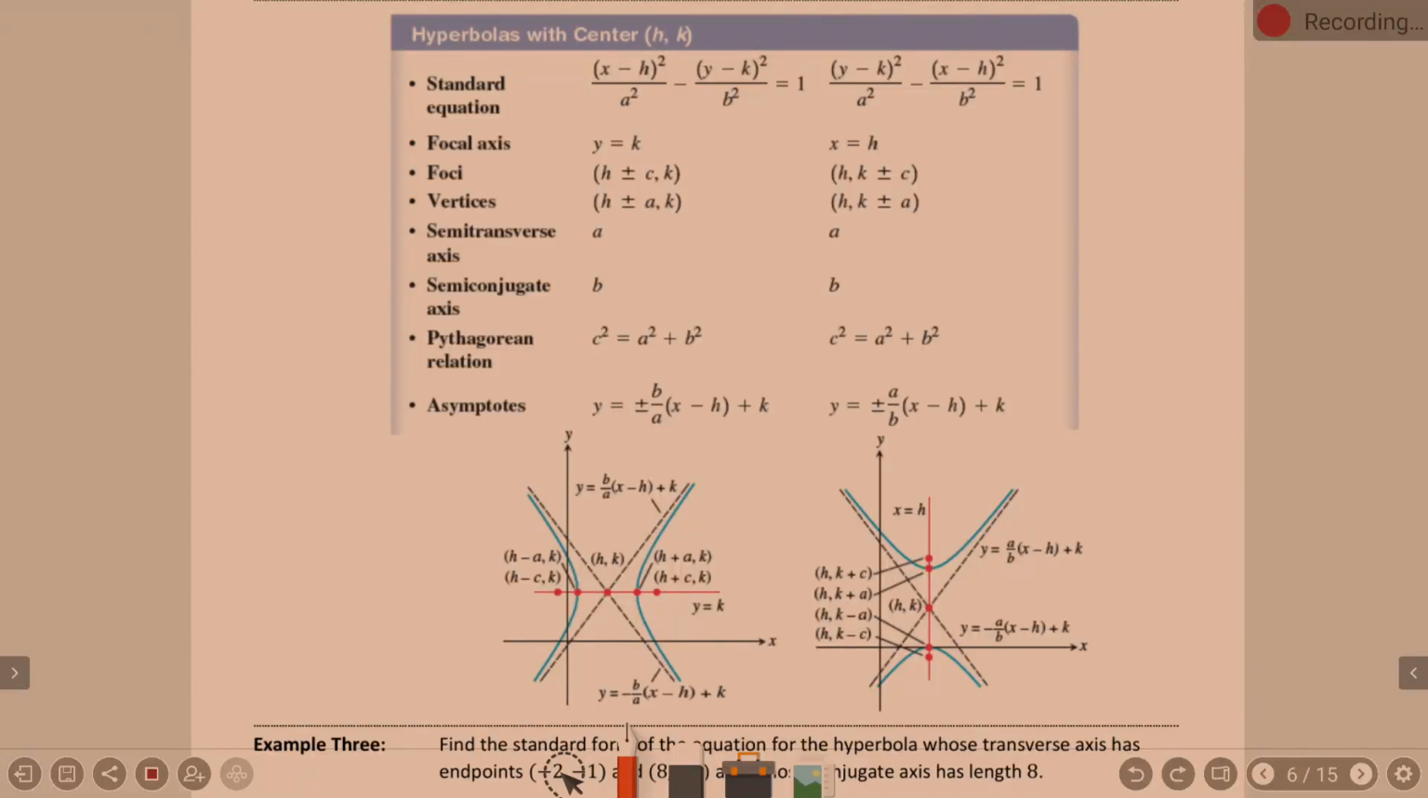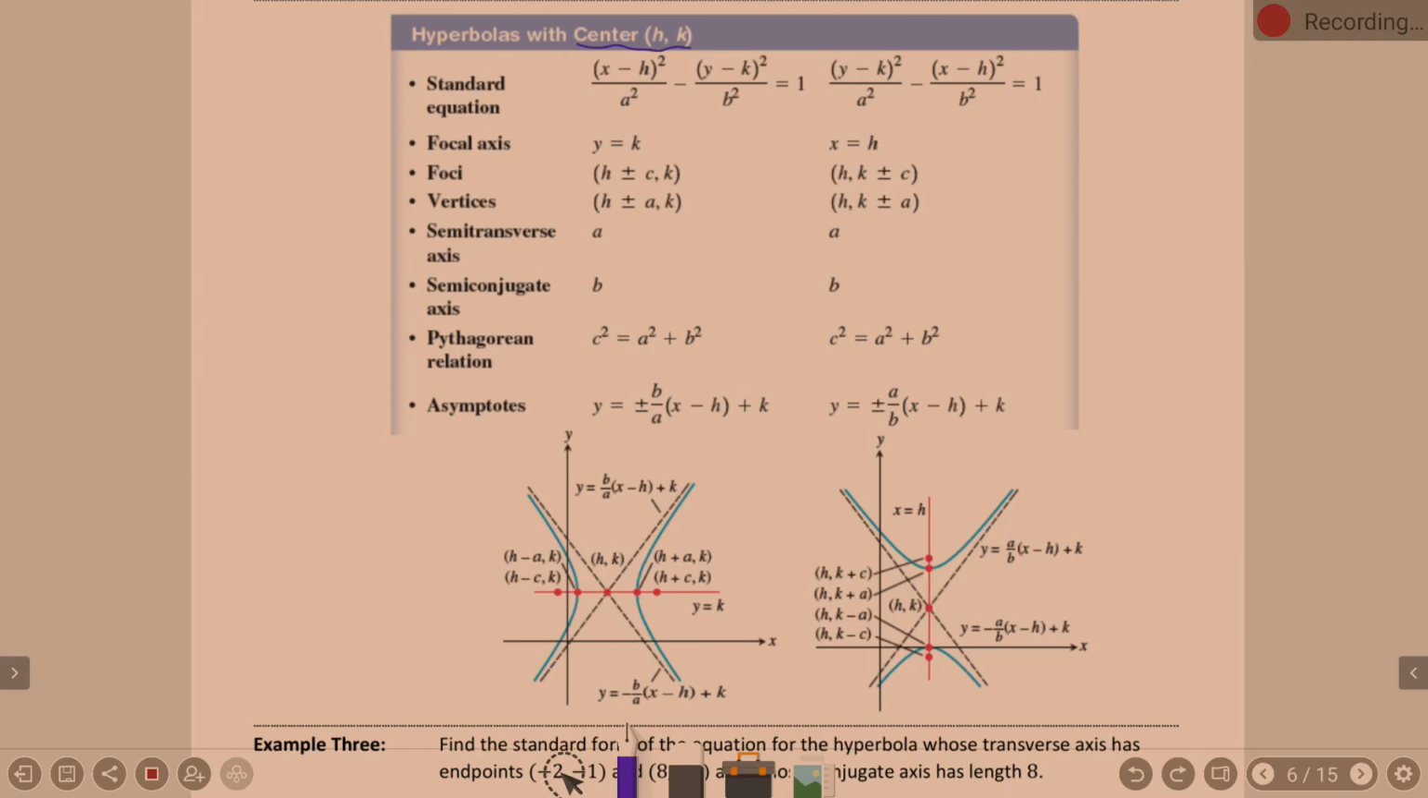We need to pick back up where we left off yesterday with hyperbolas. We spent yesterday going through hyperbolas centered at 0, 0, yes? Okay, so you've seen the charts, you kind of know what you're looking at. Today we're going to look at our hyperbolas that are centered at (h, k).